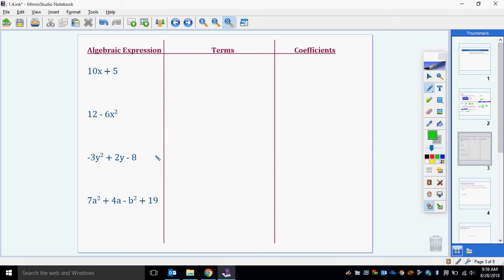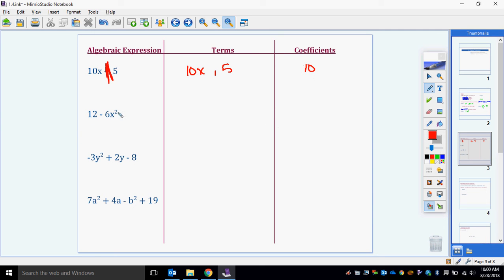Right here I've given you 4 algebraic expressions. We're going to pick out the terms, and then we're going to pick out the coefficients. So let's start with the terms. Remember, terms are separated by addition or subtraction. So if I draw a line here where the addition is, I have 2 terms. I have a 10x and I have a 5. Now if I pick out the coefficient, remember coefficients are the numbers that are with the letters. So looking at my terms, I see 1 letter and the number with it is 10.